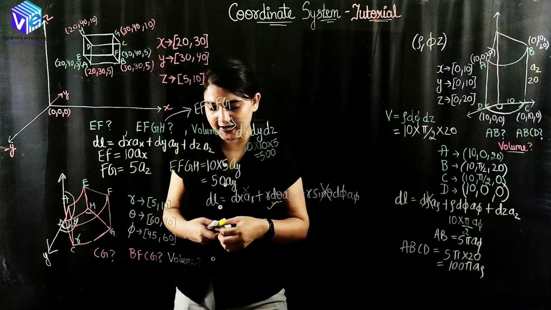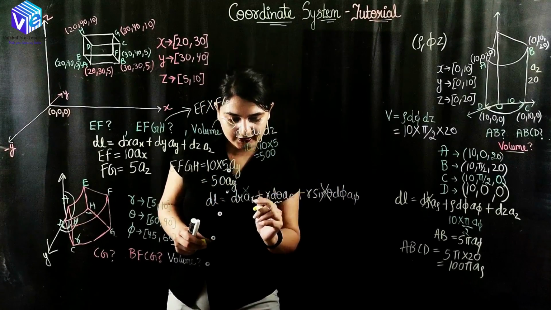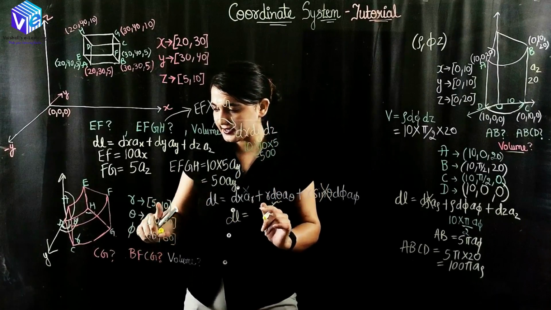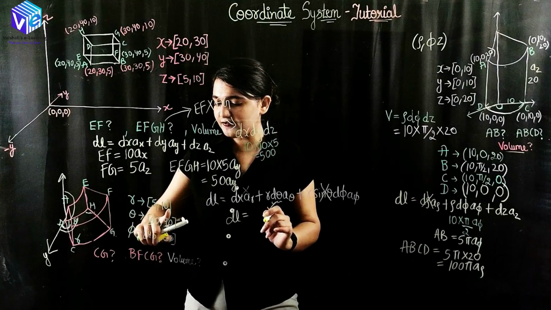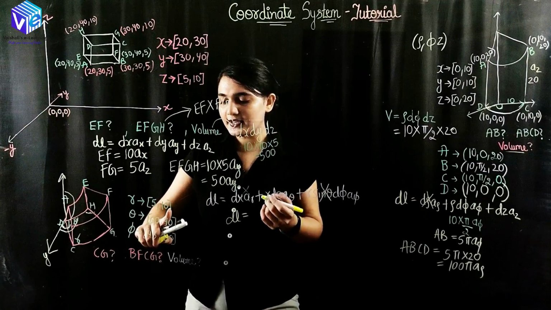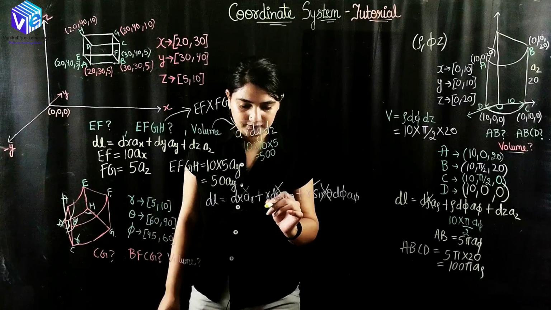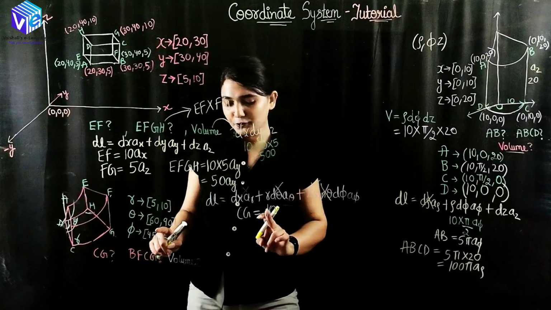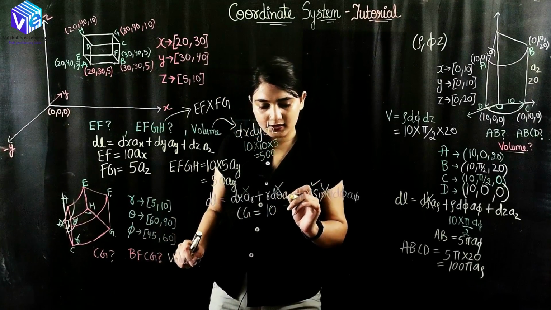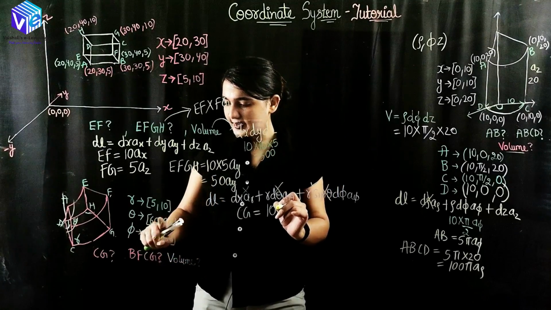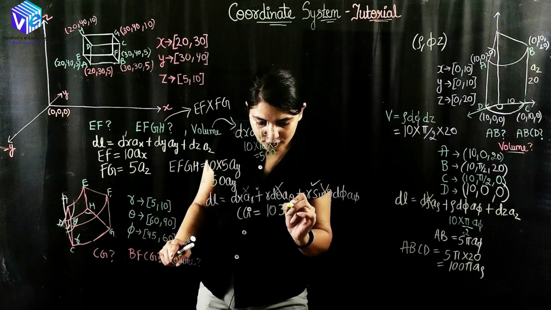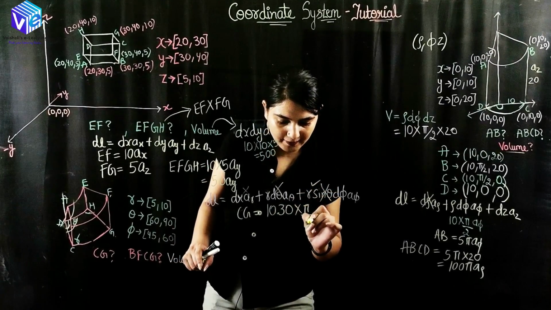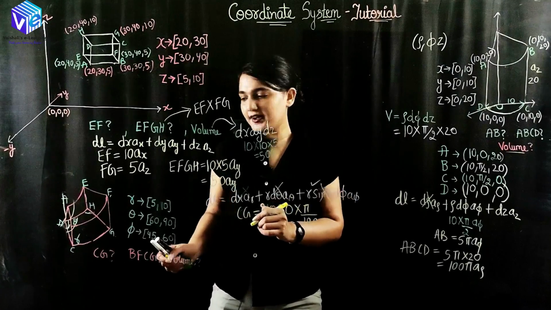Now if I have to find out dl, I will be just seeing this term. So here dl will be equal to r d theta. So r is changing from 5 to 10. So okay, what r will I be taking? At CG I know that r is 10. What is d theta? Here I can see d theta is 30. So 10 into 30 degrees. So now if I have to find in radian, I will be multiplying by pi by 180. So this is how I can find out CG.